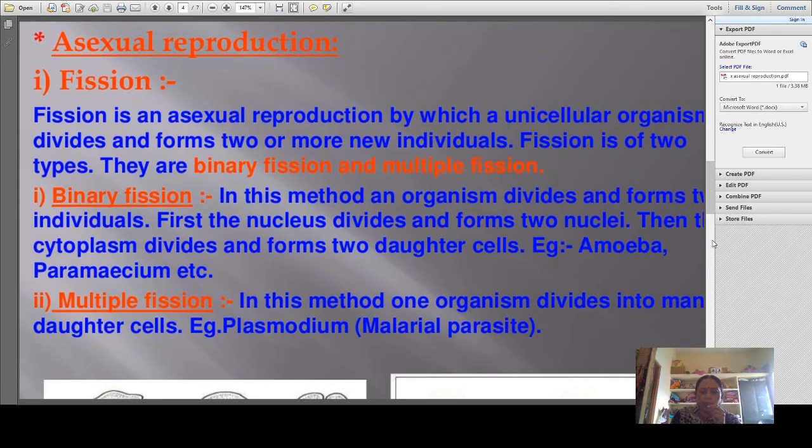Binary fission: in this method an organism divides and forms new individuals. First the nucleus divides, karyokinesis, and forms two nuclei. Then the cytoplasm divides, cytokinesis, and forms two daughter cells. It takes place in amoeba and paramecium. Next one is multiple fission. In this method one organism divides into many daughter cells, and the example is plasmodium, the malarial parasite.